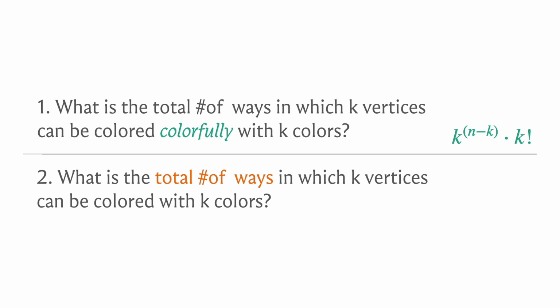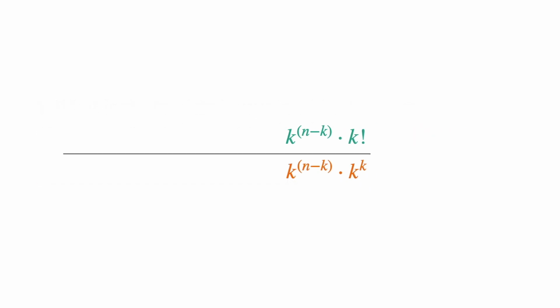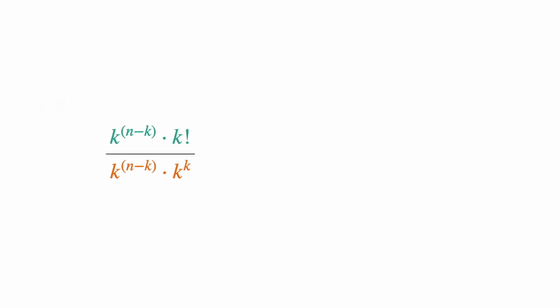Now, for the total number of events, that's really just looking at all possible colorings. So we count all possible colorings with no constraint. That's going to be k to the n, but just to make it easy for us to simplify, I'm going to break that down as k to the n minus k times k to the k. So we see that the k to the n minus k term cancels out, and what we are really left with is k factorial over k to the k.